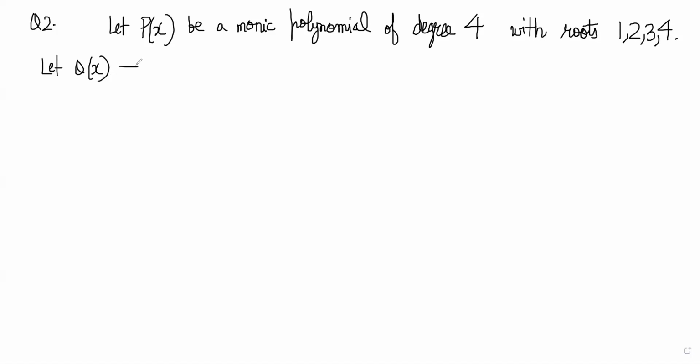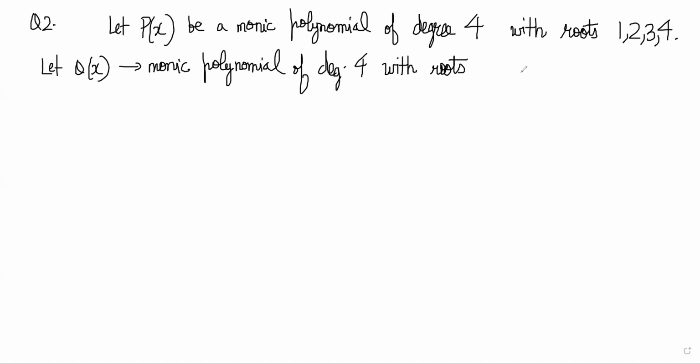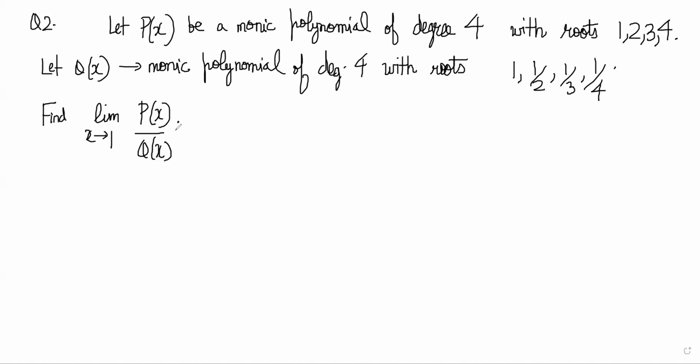Let Q(x) be a monic polynomial of degree 4 with roots 1, 1/2, 1/3, and 1/4. The question is asking us to find the limit as x tends to 1 of p of x by q of x. There are two ways to do it. I will show you the way which works by using the reciprocal polynomial theorem.